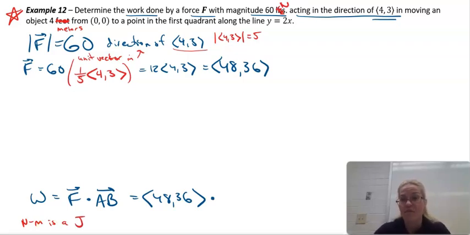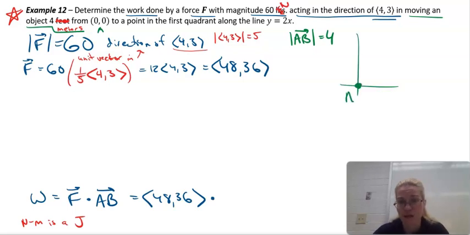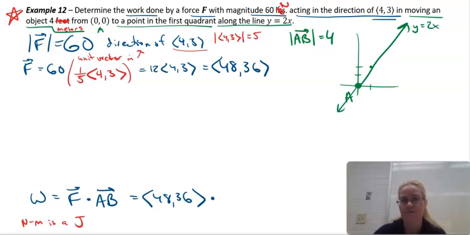All right, looking at moving an object 4 meters. Okay, so that's giving me the magnitude of AB. I want to move it 4 meters from 0, 0, so that's point A. So here's 0, 0, A, to a point in the first quadrant along the line y equals 2x. Okay, so the line y equals 2x, I know that has a rise of 2 and a run of 1. So it's going to look like this. That's my line, y equals 2x.